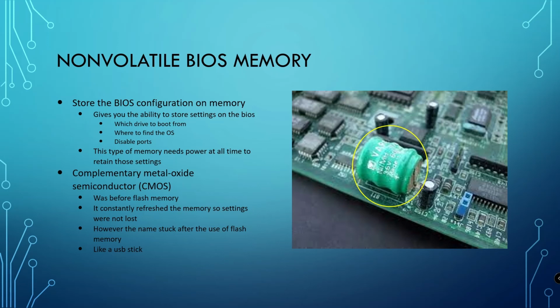To power your non-volatile memory, you needed a battery of some sort, and it used to be made out of a metal oxide conductor. It was called the CMOS battery, which means complementary metal oxide semiconductor. It was before flash memory. It was during the ROM memory days, and it constantly refreshed the memory so settings were not lost. However, the name stuck after the use of flash memory.